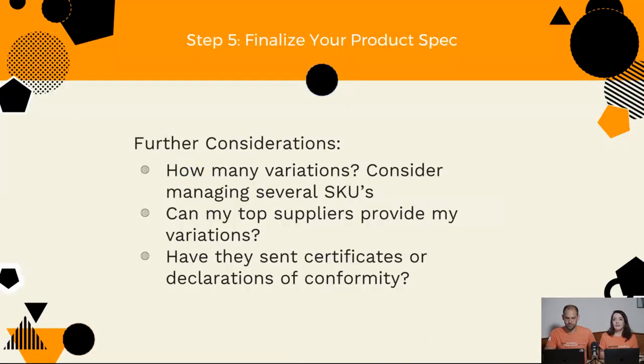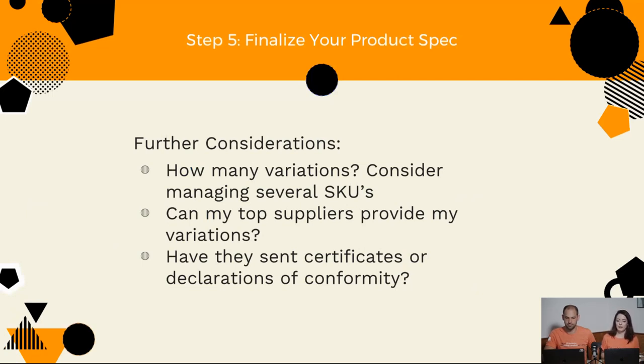So step five: once you've gone through all of that, you need to balance everything out and finalize your product specification. Then you're going to be communicating backwards and forwards with your suppliers to make sure that they can do it and that the price is still going to be feasible. We did our profit calculations a few weeks ago, and then eventually you order some samples. So I had some further considerations.